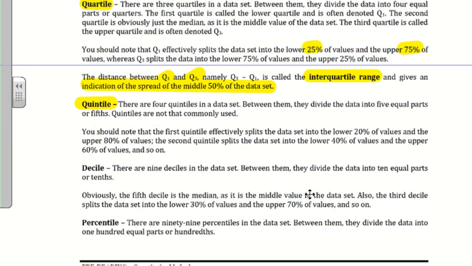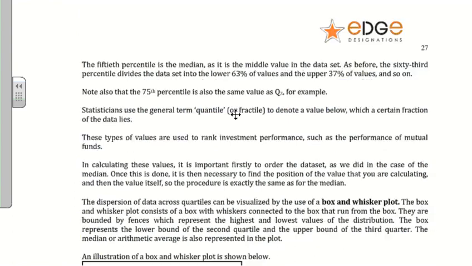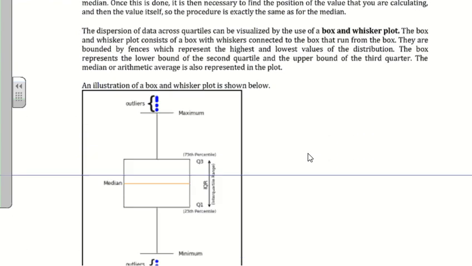Quintiles, quin is 5. We break the data into 5 equal parts. Decile is 10. Percentile, obviously we know that, breaks it down into percent, 100%. And there we go. I'm not going to spend too much more time there.